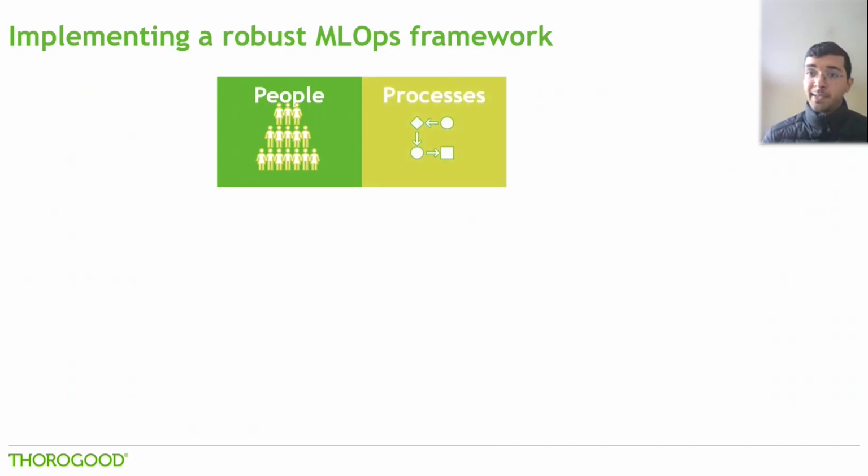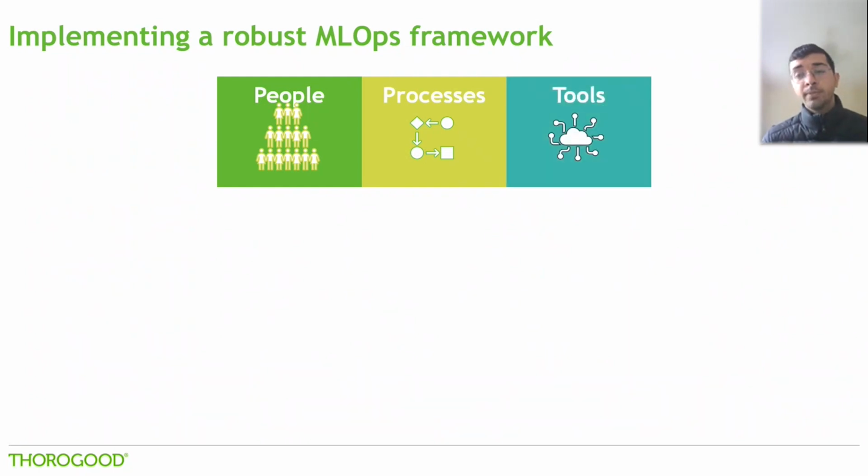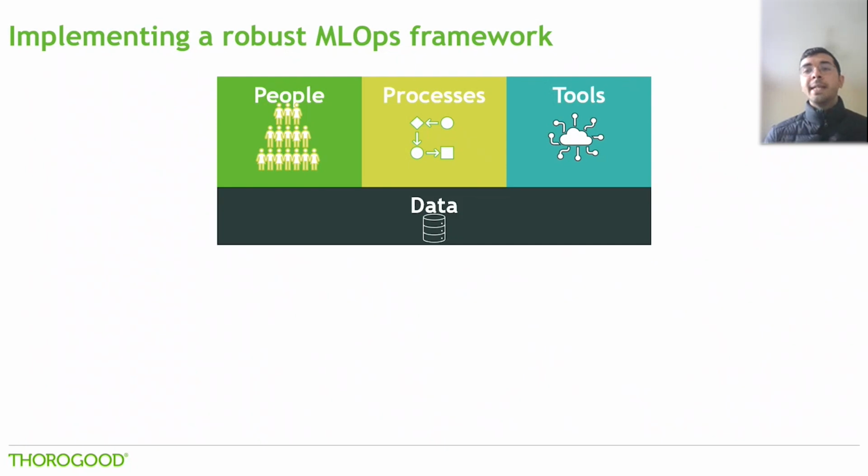Secondly, processes. So how do you keep an MLOps implementation going? How do you move from the ad hoc experiments run by data scientists to productionizing their models? Thirdly, tools. So what tools should you use? What is the optimal technical design? These are some of the considerations to think of. And obviously data that underpins everything you're doing with machine learning.